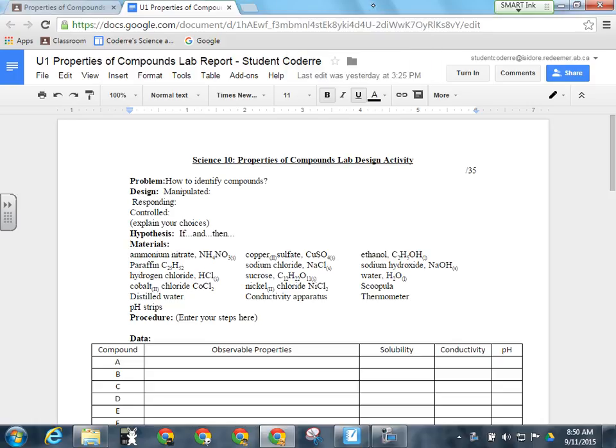Okay, so while you're getting yourself all logged in and checked in there, guys, a couple of tips and reminders of what you're working on here and the things that are expected.